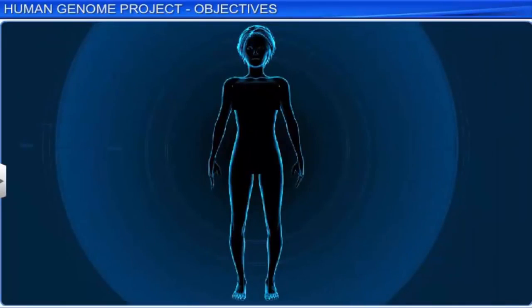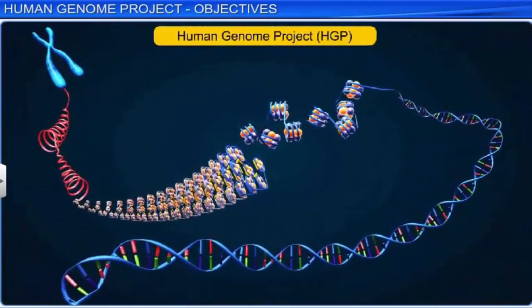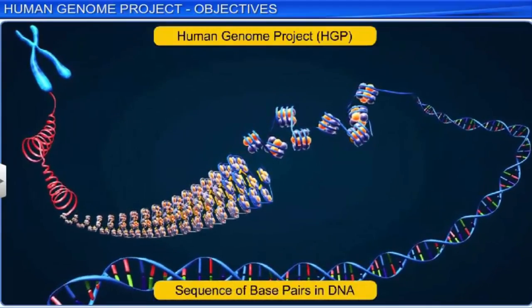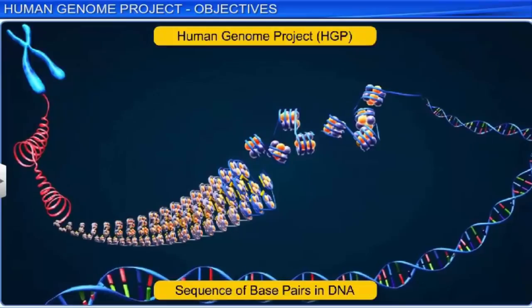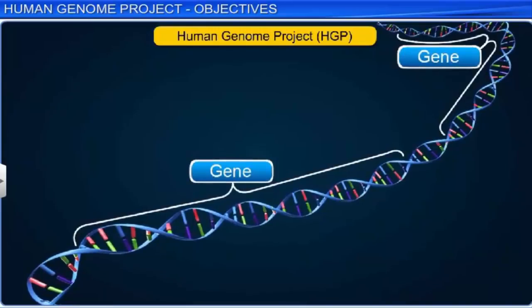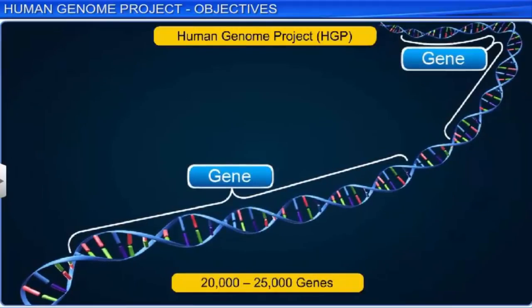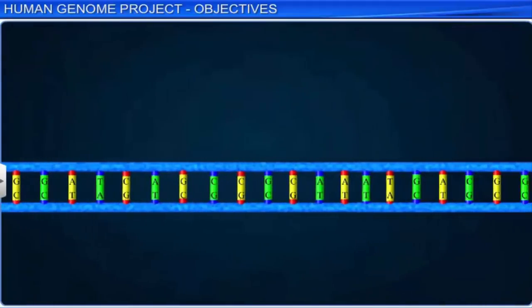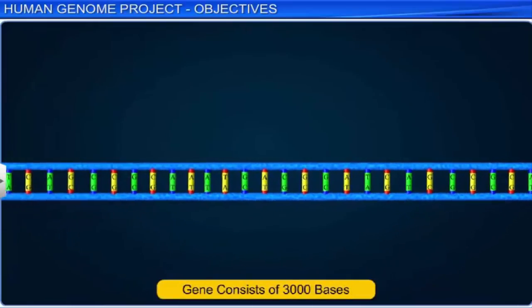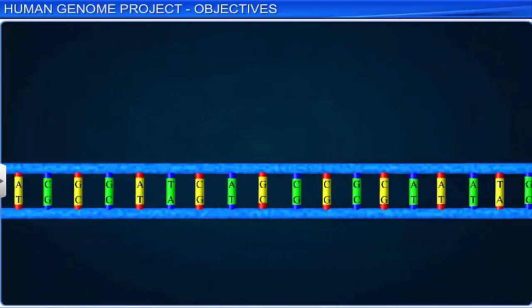In fact, an ambitious international scientific research project called the Human Genome Project, or HGP, set out to do just that, to determine the complete sequence of base pairs of DNA inside the human genome. More precisely, the HGP aimed to identify approximately 20,000 to 25,000 genes in human DNA. The average gene consists of 3,000 bases. However, gene sizes vary greatly.